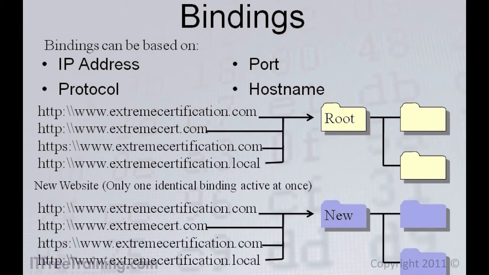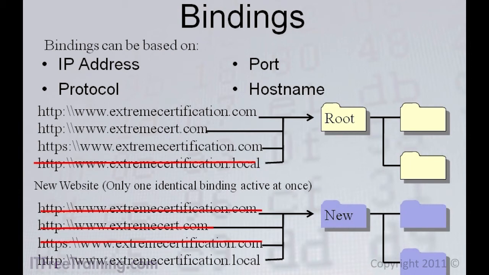Consider this example. You could create a new website with all the same bindings as the old one. However, only one of these could be active at once. If you want to switch to the new website, first stop the old one and then start the new one. If there is a problem, you can stop the new website and then switch back to the old website.